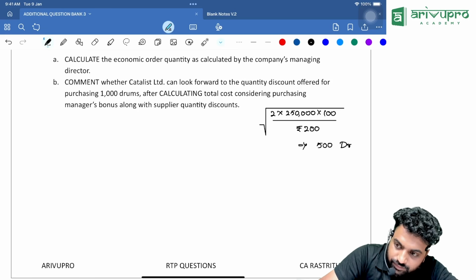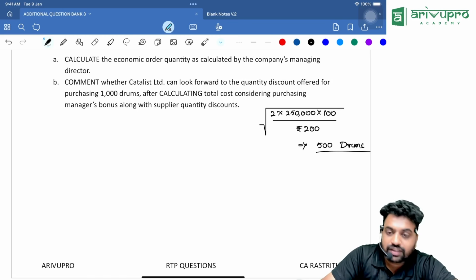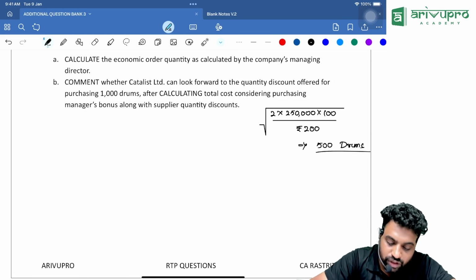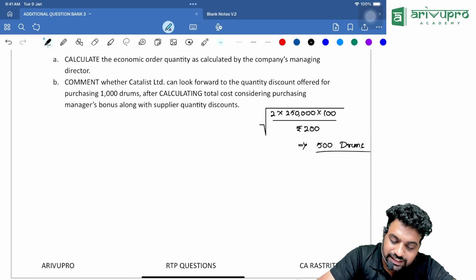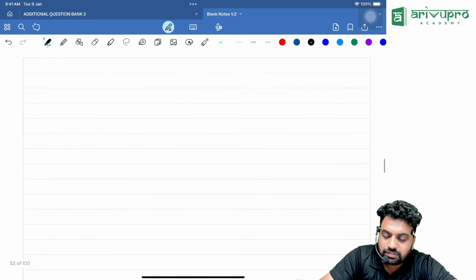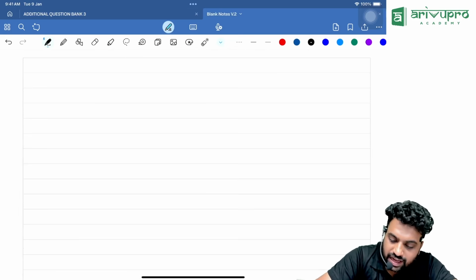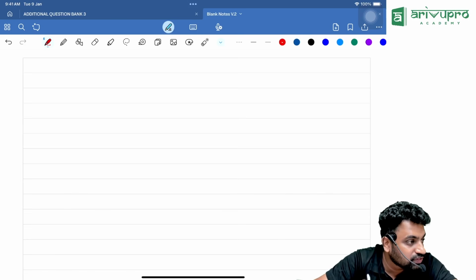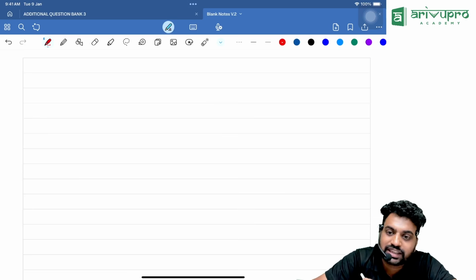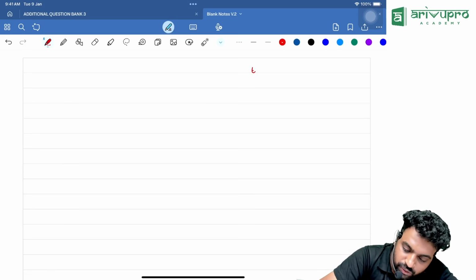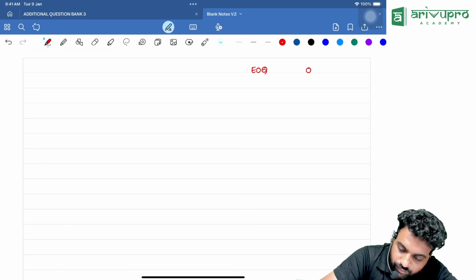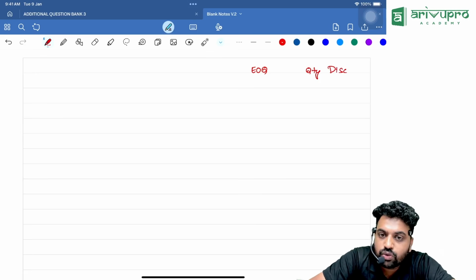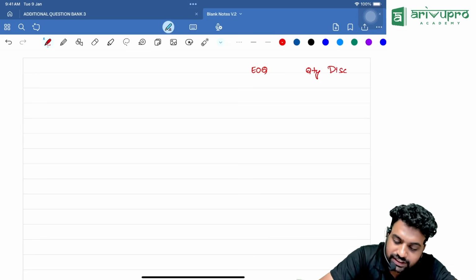500 drums. Your EOQ is 500 drums. Now they are asking whether to go for 1000 drums or 500 drums. So we'll compute the cost and whichever is better, we'll go for that. But listen here, cost also includes, for decision making, bonus. EOQ and quantity discount.